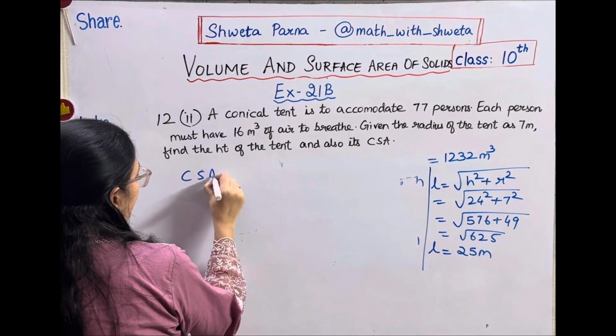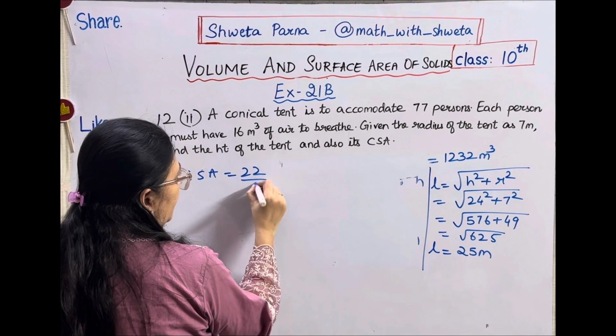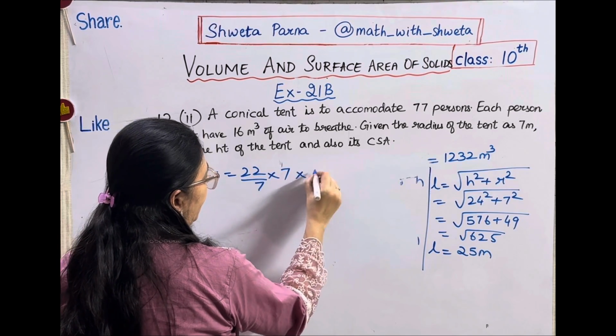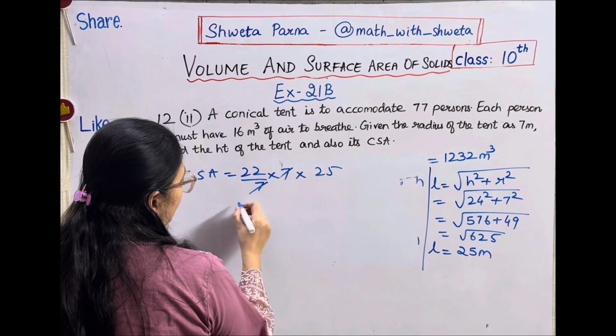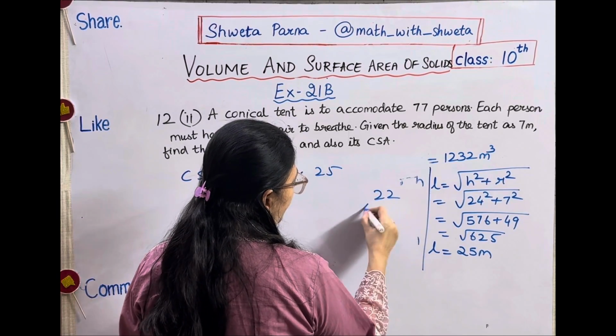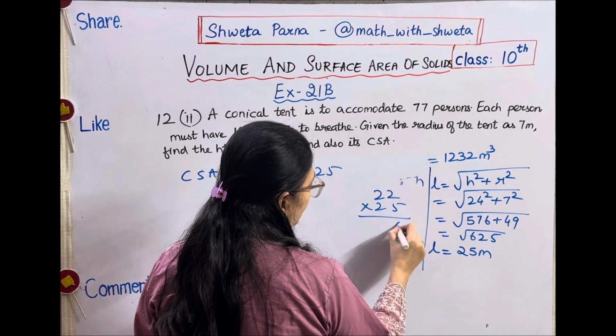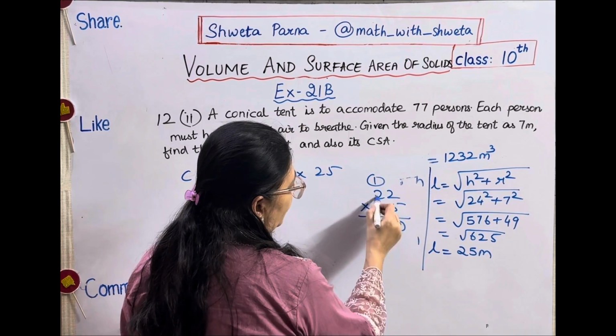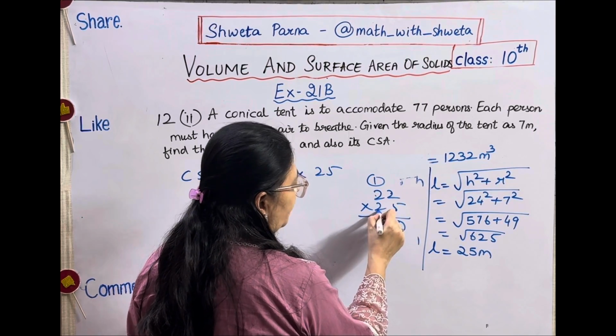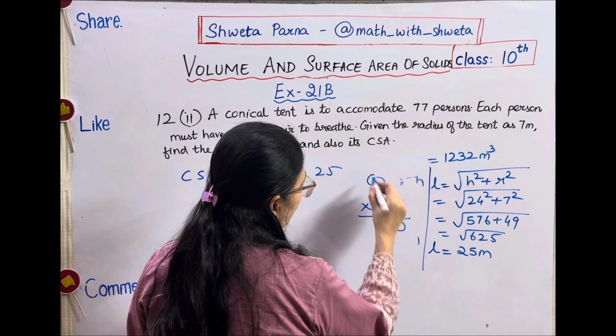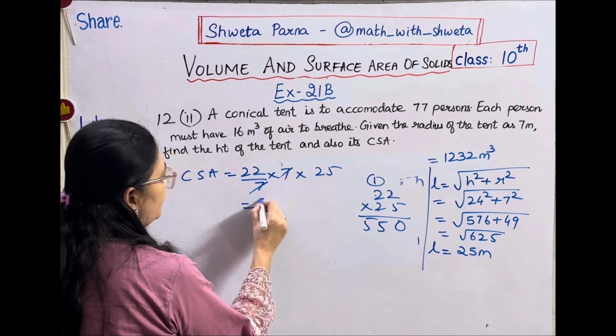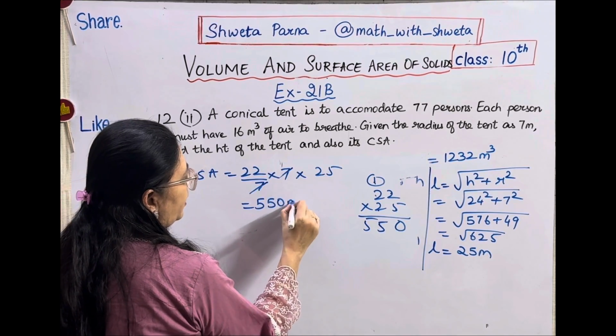So curved surface area is pi into radius, which is 7, and L is 25. This gets cancelled. Now 22 into 25. 5 2s are 10, 1 carried. 2 5s are 10, 10 plus 4 is 14, 14 plus 1 is 15. 1 2 2s are 4, 5. So it is 550 meters square.